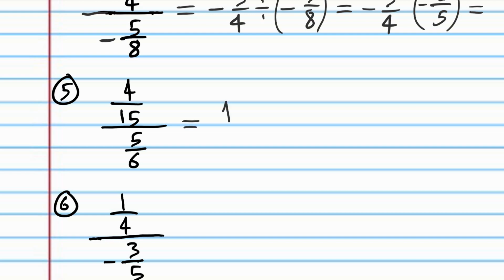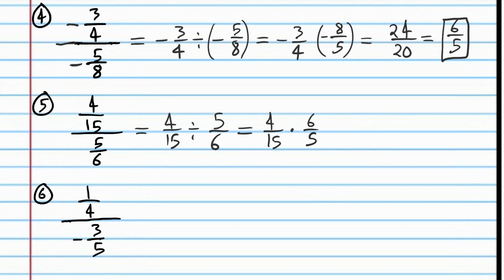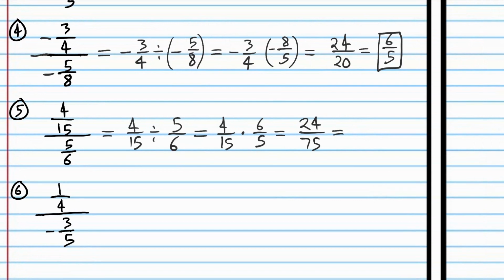All right, we're back. I'm going to use a dot this time for multiplication. 4 times 6 is 24, and 5 times 15 is 75. That's not one of our multiplication facts on the bottom here, but I know I can divide both sides by 3, and then I get 8 over 25. But you can use your calculator if you don't want to divide 75 by 3.